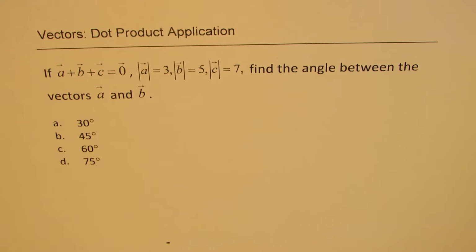Vectors dot product application. Here is a multiple choice question for you. If the sum of vectors a, b and c is a zero vector, the magnitude of a is 3, the magnitude of b is 5, and the magnitude of c is 7, find the angle between the vectors a and b. Four choices are 30 degrees, 45 degrees, 60 degrees, and 75 degrees. I'd like you to pause the video, answer the question, and then look into my suggestions.